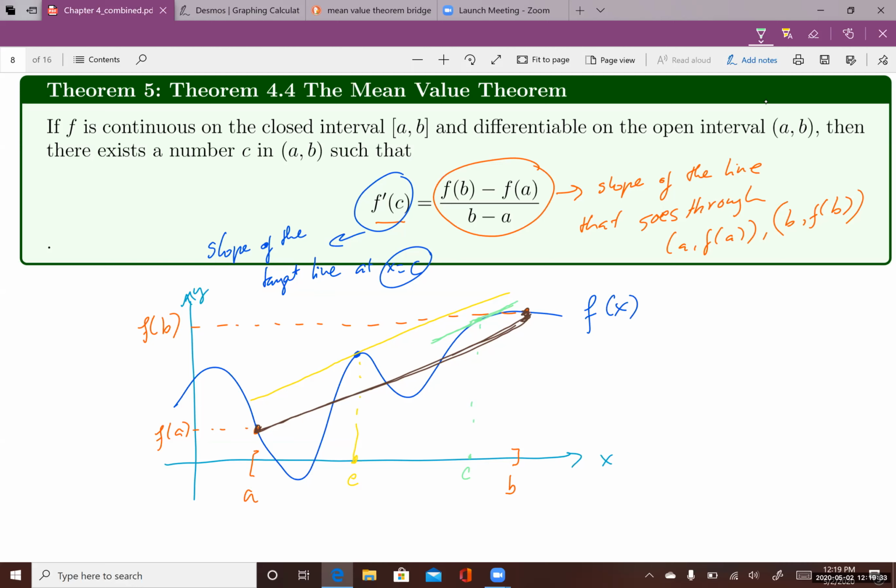Okay, again, the mean value theorem tells you that if you have a continuous function on a closed interval, and if that function is differentiable on an open interval, the same interval but open, then you are guaranteed that there exists a number c, an x value in the open interval from a to b, such that the slope of the tangent line at that point c is the same as the slope of the line that goes through the points a and b. Again, a and b are the endpoints of the closed interval.